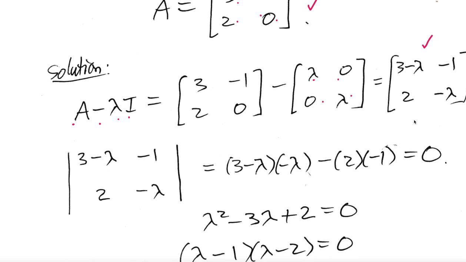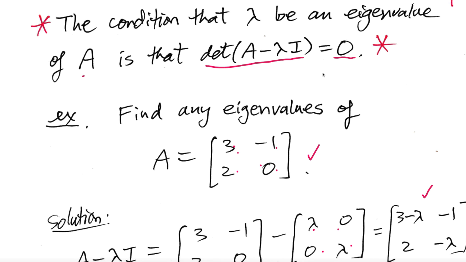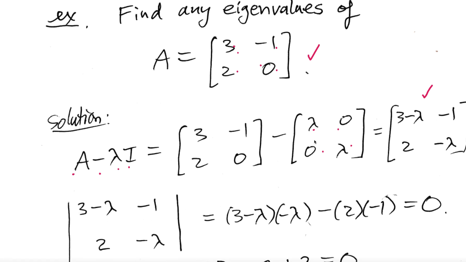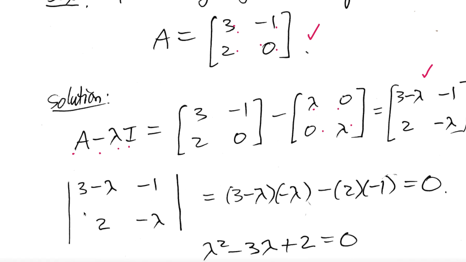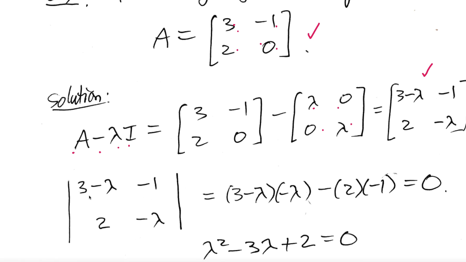Now, what did I want? I wanted its determinant to be 0 here. So I'm going to use the bar notation now. I'm going to put vertical bars around that: vertical bars, 3 minus lambda, -1, 2, minus lambda, and I want that to be 0.